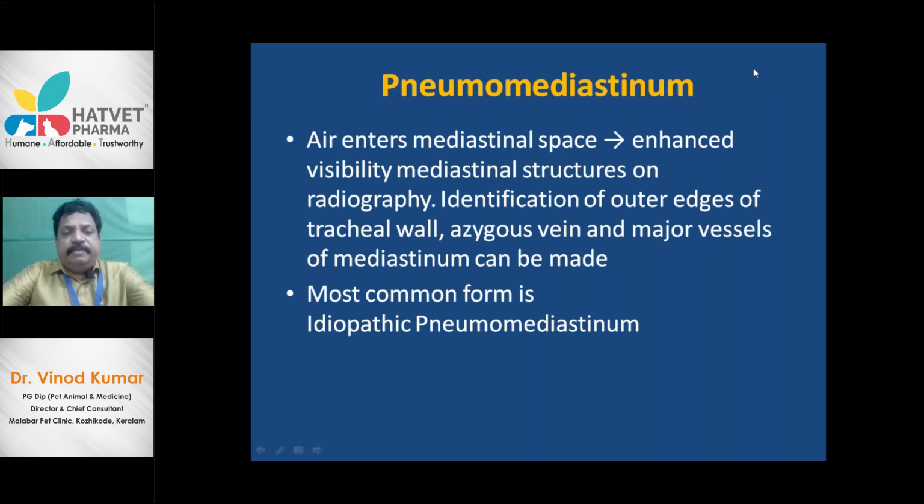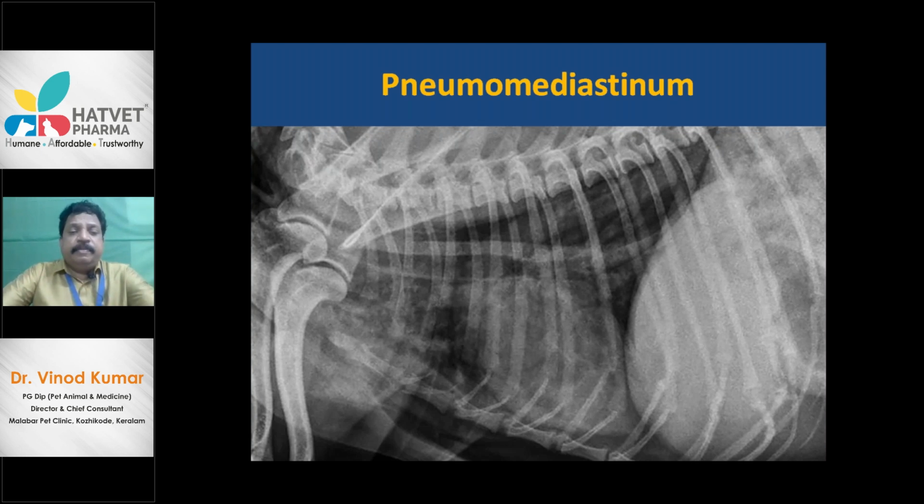Air in the mediastinal space. When air is entering the mediastinal space, we can see the mediastinal organs very well. See, if you take a radiograph like this, you can see the trachea very well, the esophagus very well, the aorta very well, see the aorta here also, superimposing aorta you can see very well. So all these structures, the mediastinal structures, can be seen very well due to the air contrast.